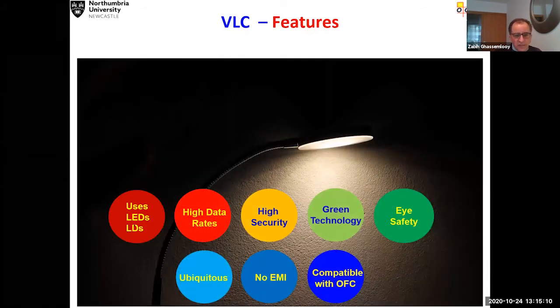Of course, you can use LED or laser, just like this light here. High data rate, high security. This is critical, especially in a lot of applications where RF is not welcome. There are many of them. It's a green technology. The green in this case is that it must address the global warming of the CO2 emission, and therefore it must use less energy compared to RF. That's why it is green. Of course, it's eye safe. It doesn't affect the eye.